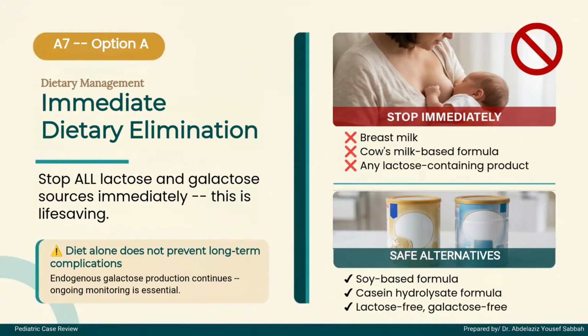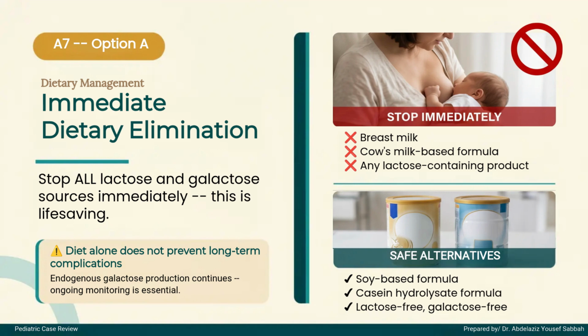The correct answer is option A. The single most critical intervention is to stop all lactose and galactose sources immediately because this step is life-saving. This means stopping breast milk, any cow's milk-based formula, and any lactose-containing product at once. Safe alternatives are soy-based formula or casein hydrolysate formula, which are lactose-free and galactose-free.